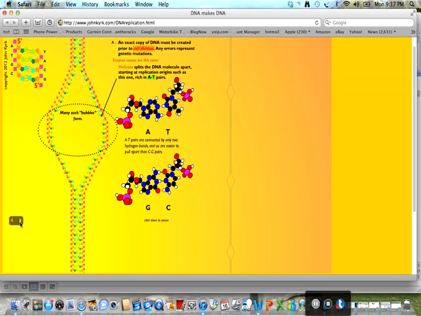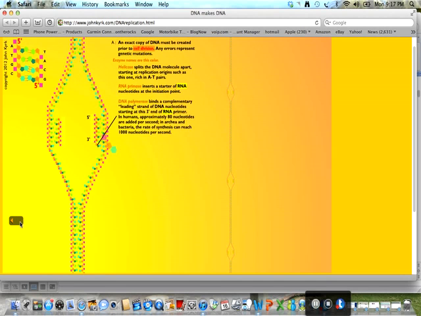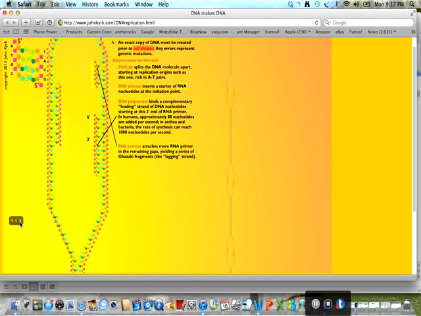You can see the helicase splits the DNA molecules apart. The RNA primase inserts a starter of RNA nucleotides at the initiation point. The DNA polymerase binds a complementary leading strand of DNA nucleotides starting at the 3' end of the RNA primer.